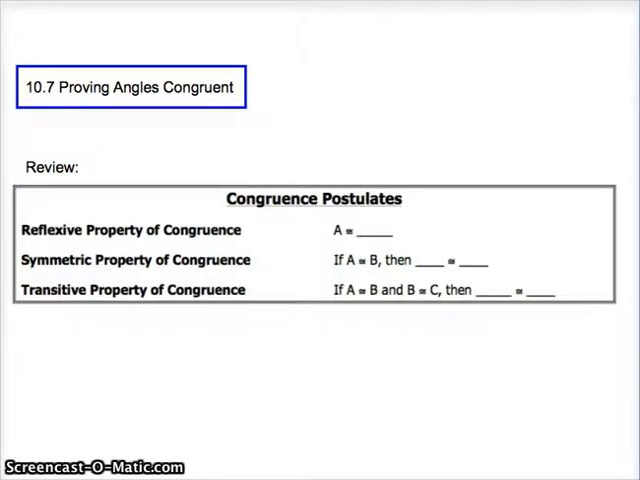Hey everybody, and welcome to our next lesson about proofs. Today we're going to talk all about proving angles congruent. We're going to learn about a new angle relationship, and we'll review some old concepts.